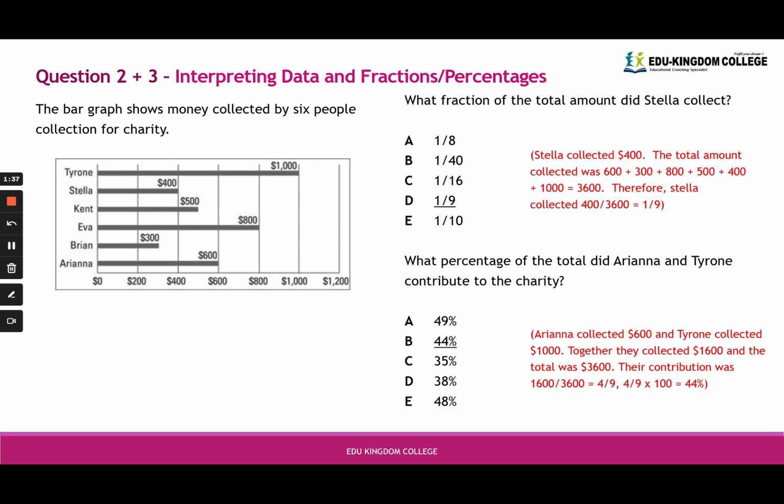Now, the next 2 questions are kind of combined. They're both using the same graph as the data that's needed, okay? So this involves interpreting the data and obviously doing some fractions or percentages, right? Okay, so let's see what it says. The bar graph shows money collected by 6 people for charity, right? So the first question is, what fraction of the total amount did Stella actually collect?